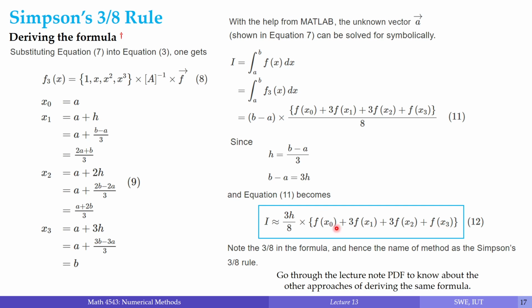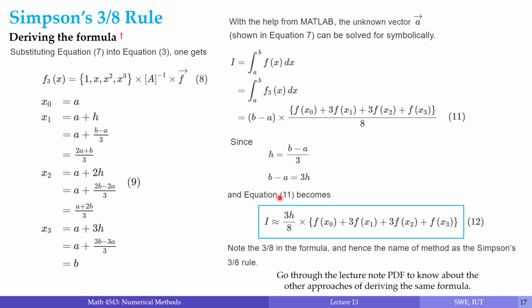Okay, and we know Simpson's naming convention is whatever his formula has at the front as a constant factor. So in the case of Simpson's 3 by 8 rule, we have a leading constant factor of 3 by 8. So we call this method the Simpson's 3 by 8 rule. So this is one way of deriving the formula for the Simpson's 3 by 8 rule.